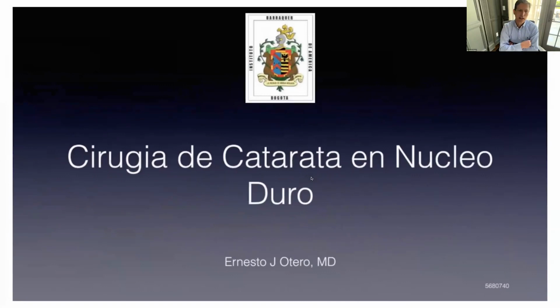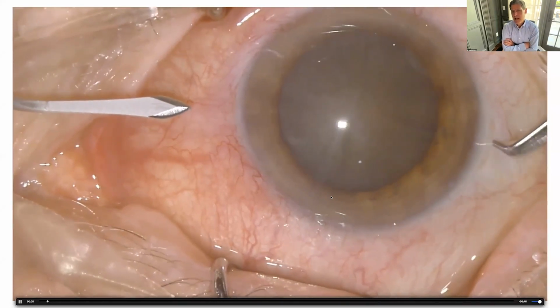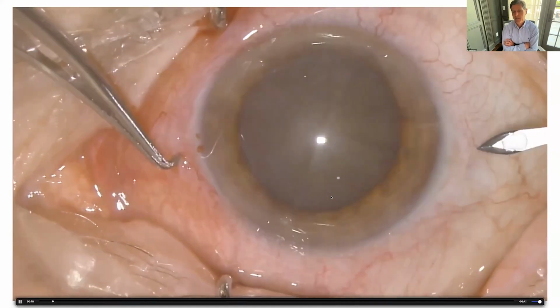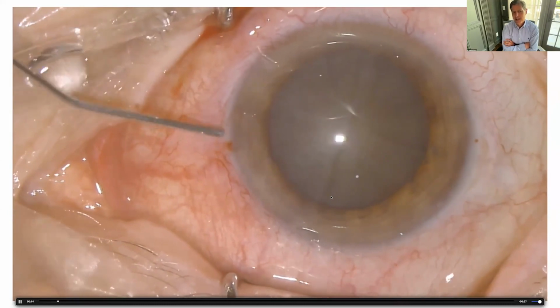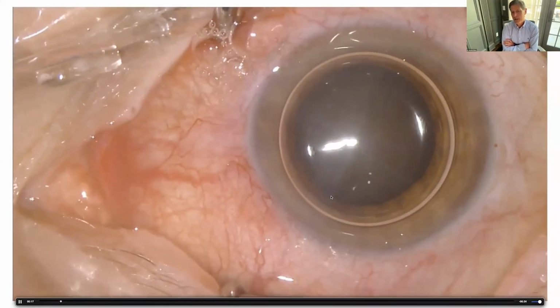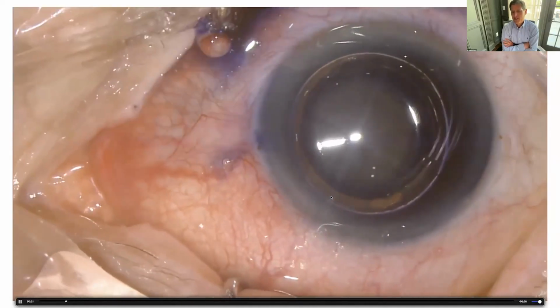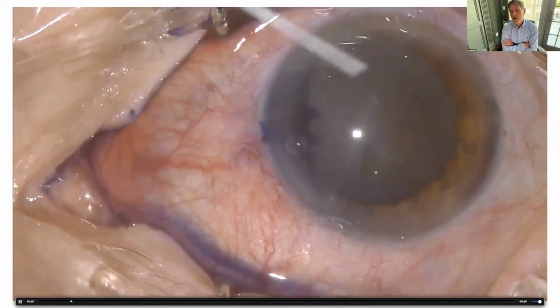Now let's see some videos, and I'm going to give you some tips on how to approach these cataracts. This is our first case. As you can see, it is a brunescent cataract, very dense. So it is very important, as I said, to stain the capsule. These lenses tend to be so dense that there's very little or no red reflex.